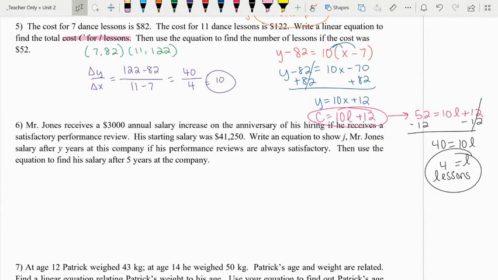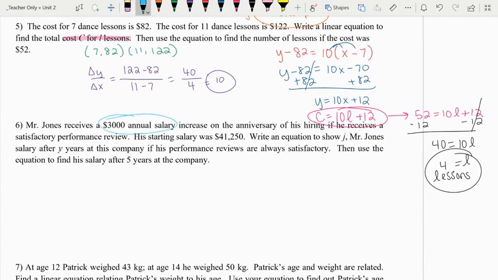Mr. Jones receives a $3,000 annual salary increase on the anniversary of his hiring if he receives a satisfactory performance review. His starting salary was $41,250. Write an equation to show J, Mr. Jones's salary after Y years at a company if his performance reviews are always satisfactory. Then use the equation to find the salary after 5 years in the company.